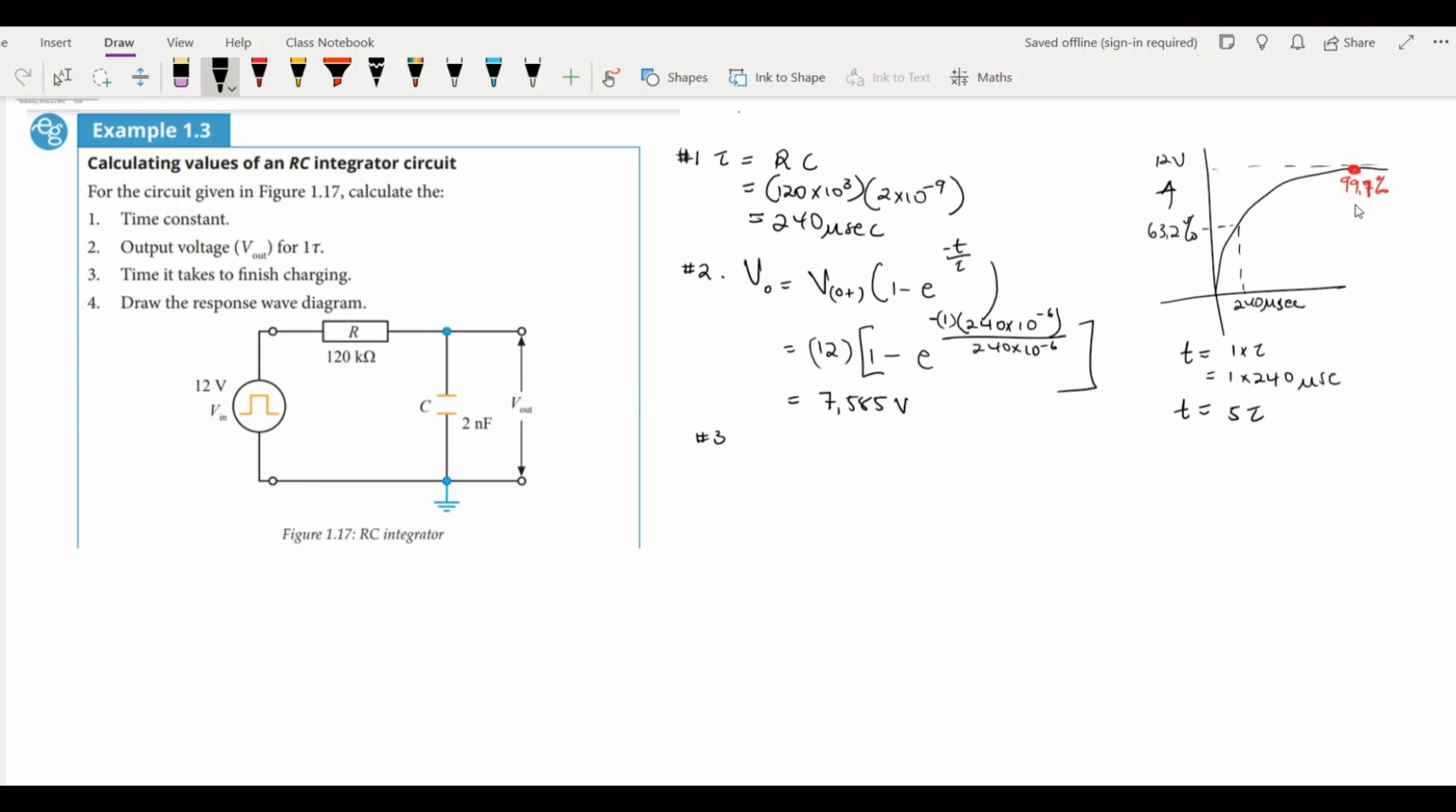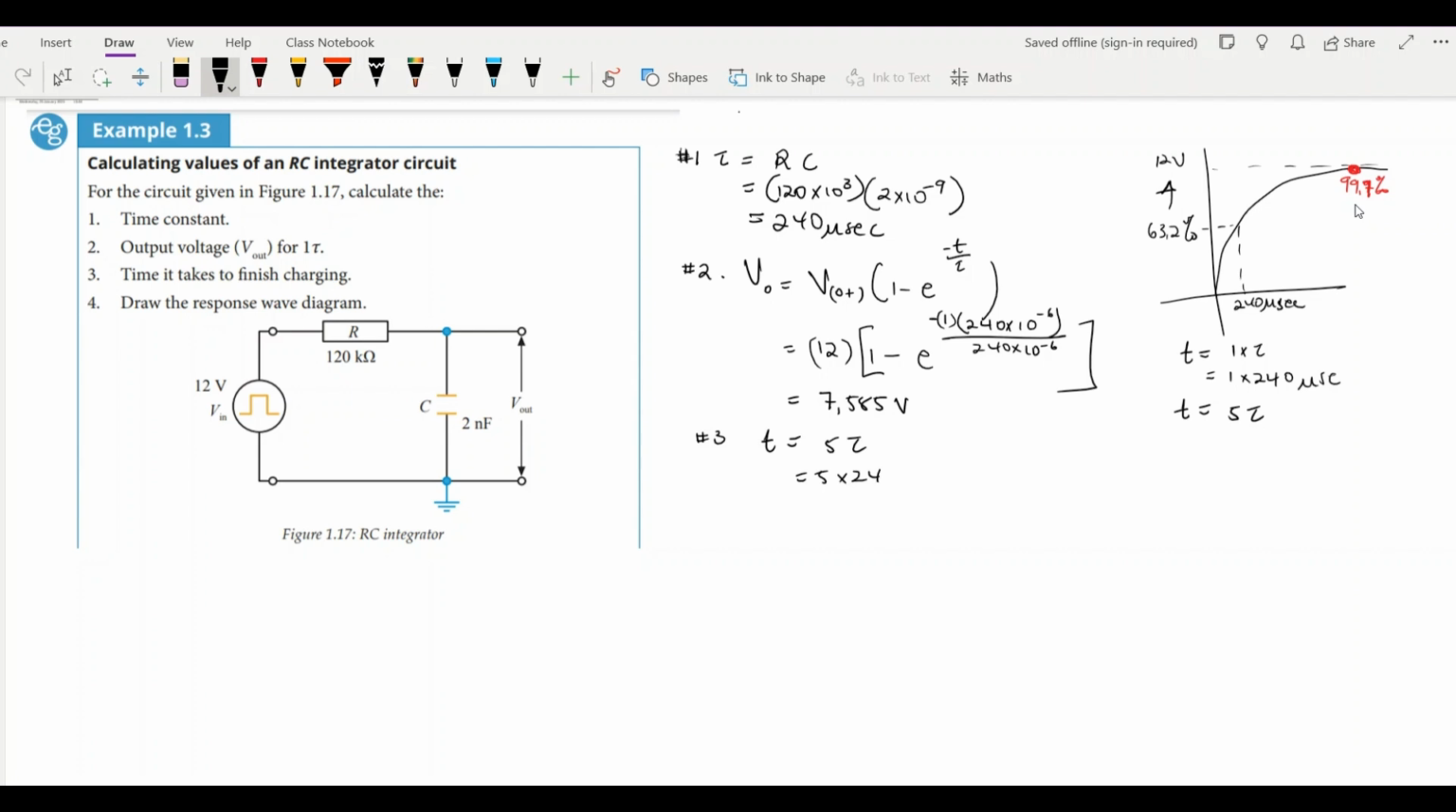Anything above that is just a small change. It will go to 99.7%, 99.8%, 99.9%, probably up to 100%. I'm sure by then you would have been at 100 time constant, something of that nature. Right, but we are focusing at 5 times constant because at that value we are very close to 100%. So the time it will take charging would be equal to 5 times constant.